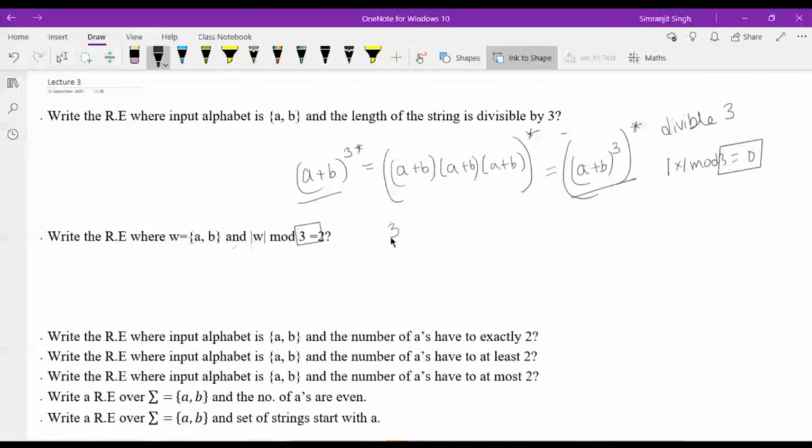So it can be written like this: (a+b) raised to the power 3, sorry for that, I think I got that wrong. (a+b) raised to power 3n+2, or it can also be written like this: (a+b)(a+b)(a+b), whole raised to the power star, so it becomes your 3 star or 3n, and you write 2 (a+b) from here.